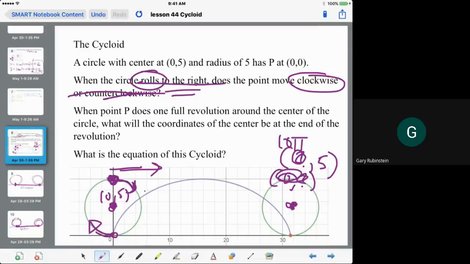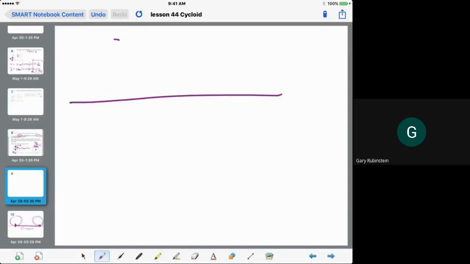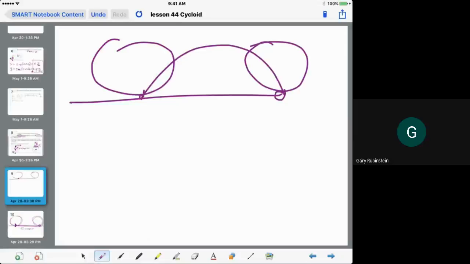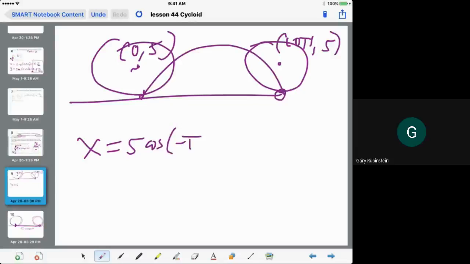And that's why the equation is x equals 5 cosine negative t plus, I think I'm going to need... okay, so the center goes from (0, 5) to (10 pi, 5). And that's why the equation is x equals 5 cosine negative t, negative because it goes clockwise. We don't get to choose that.